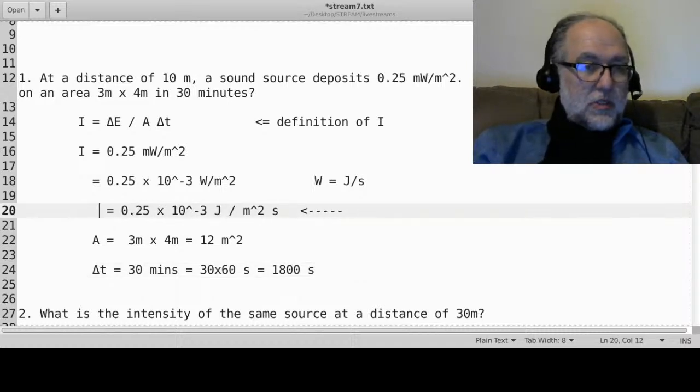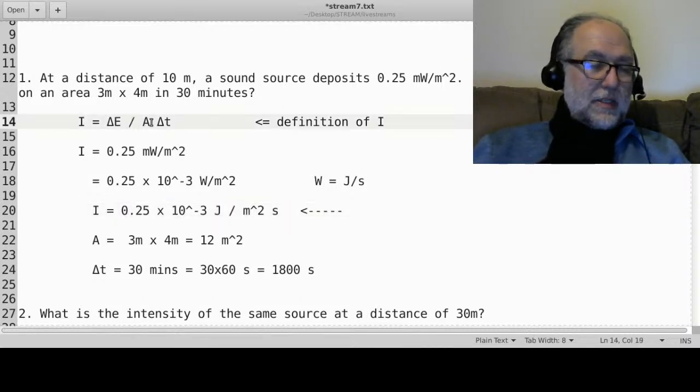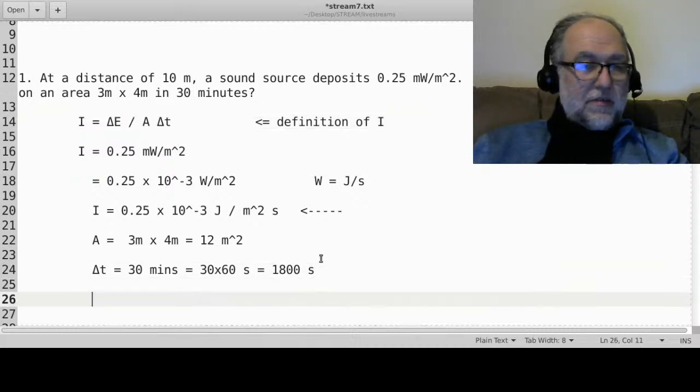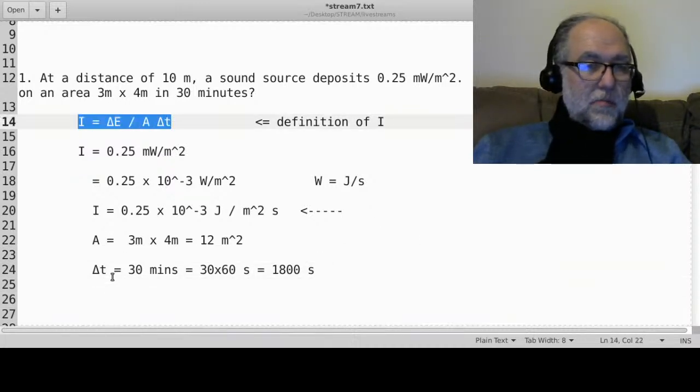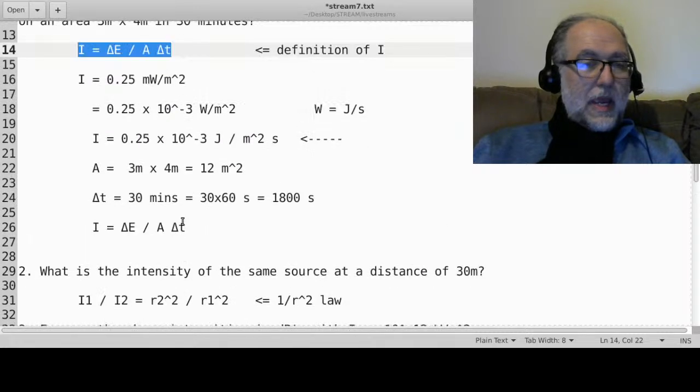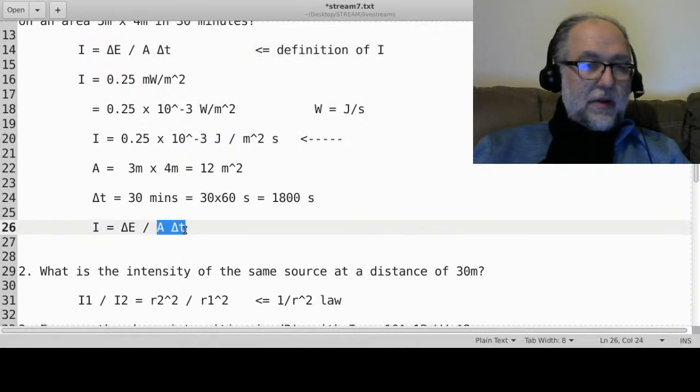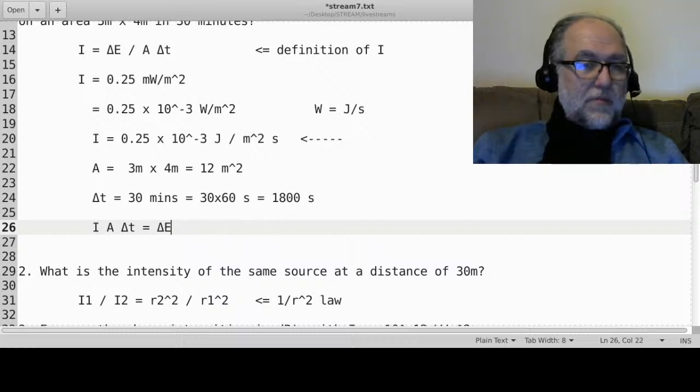And we have I there. What we want to calculate is delta E. You could use this as a formula, although I tend to think of it as just a definition. If you take this here and multiply both sides by area times delta T, you isolate your delta E.